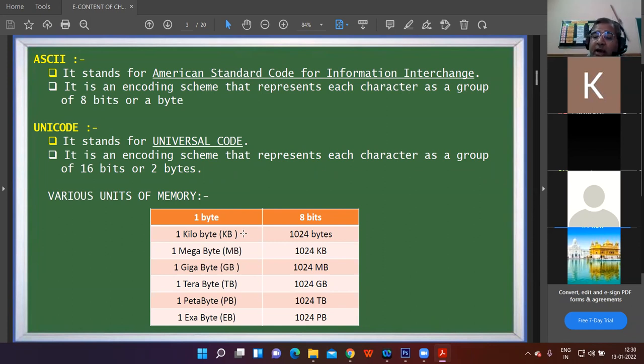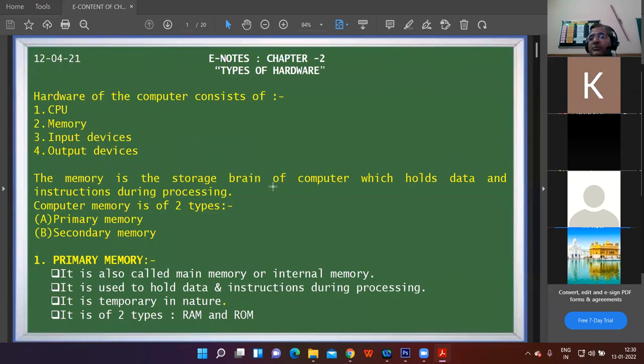So 1 byte equal to 8 bits. 1 kilobyte equal to 1024 bytes. 1 megabyte equal to 1024 kilobytes. 1 gigabyte equal to 1024 megabytes. 1 terabyte is equal to 1024 gigabytes. 1 petabyte equal to 1024 terabytes. And 1 exabyte is equal to 1024 petabytes. Already you have done these units. Now I ask questions from you.